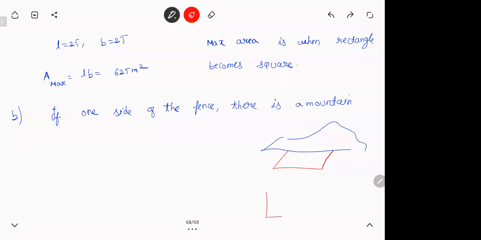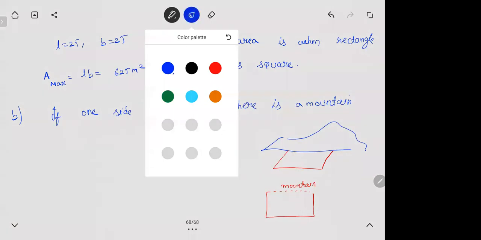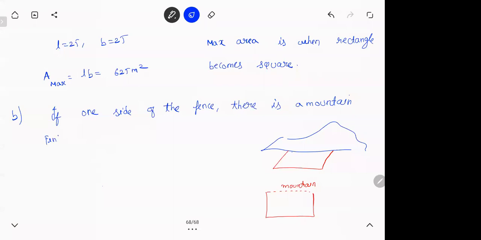So if you see from the top, it looks like this. This is the mountain here. So a dotted line, there is no need for fence. Now what is the maximum area? Suppose you have a mountain and you want to build a fence like this, connecting to the mountain, you want to build a rectangle. Find maximum area. Same question, part B. Length of the fence is 100 meters.